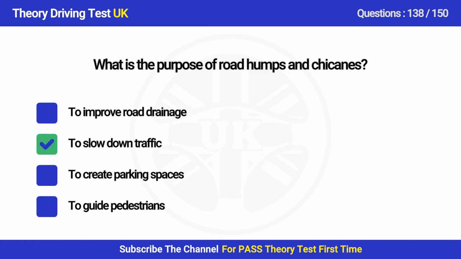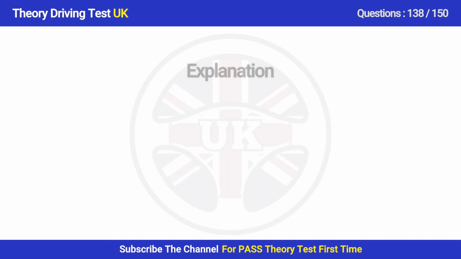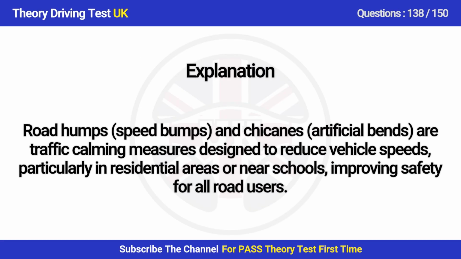Answer is B, to slow down traffic. Road humps, speed bumps, and chicanes, artificial bends, are traffic calming measures designed to reduce vehicle speeds, particularly in residential areas or near schools, improving safety for all road users.